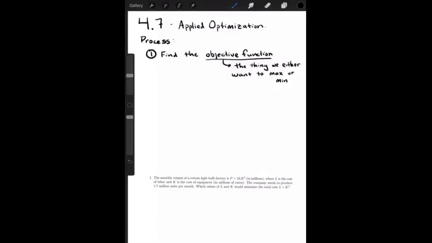So, when we want to do this whole applied optimization thing, first we're going to need to find a couple things. One is what the book calls the objective function, right? So that's going to be the thing that we either want to maximize or minimize. And then we also want to find the constraints. So that tells us some restriction on the variables.